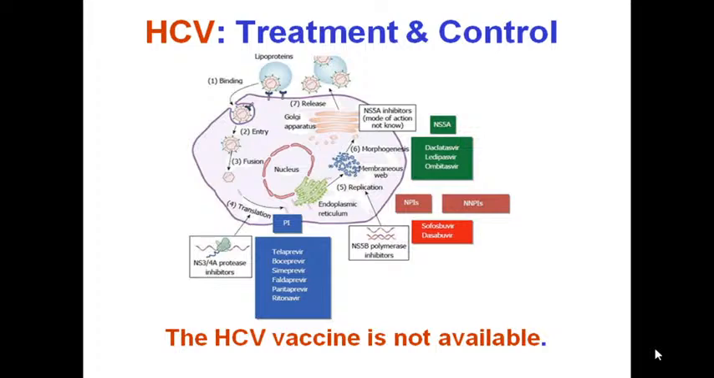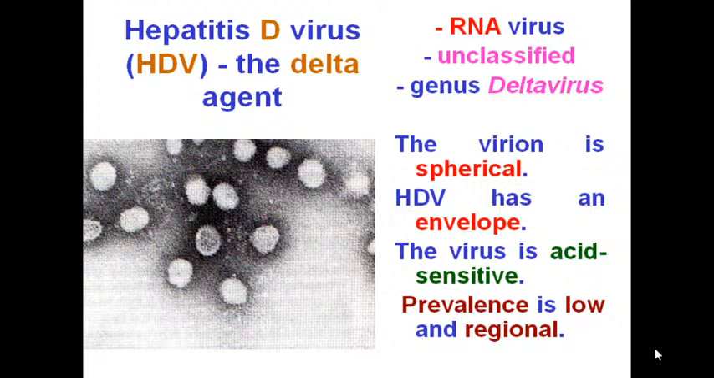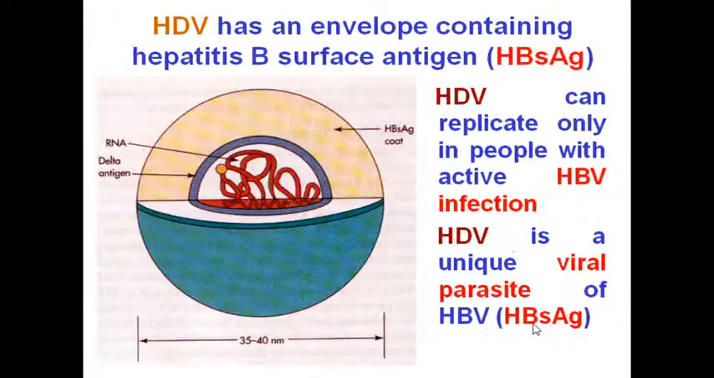So, guys, unfortunately, just a few words about hepatitis D virus. We have 5 more minutes, please wait. The virion is called delta agent because it is a defective virion. It is an RNA virus, unclassified into a family, but the genus is called deltavirus. The virion is spherical, non-enveloped itself, but it uses the envelope of hepatitis B virus. The virus is acid sensitive and prevalence is very low.